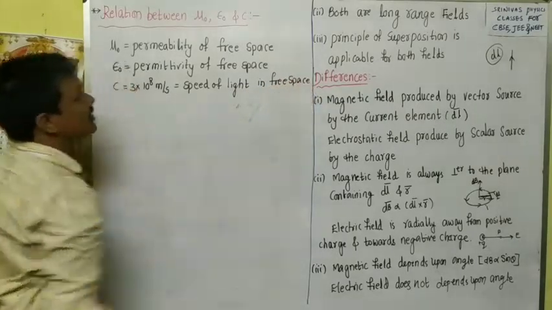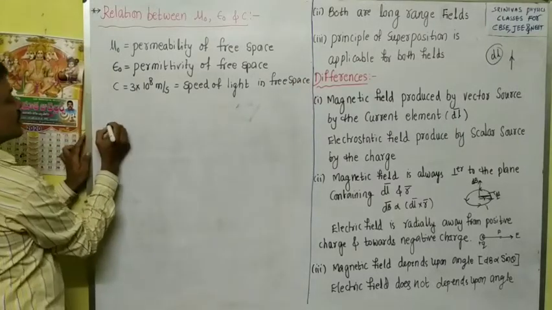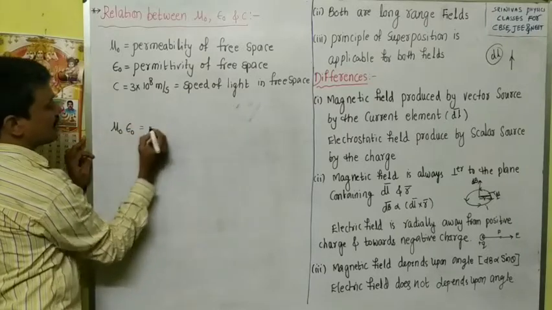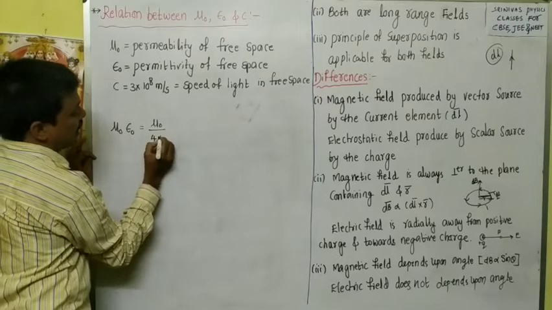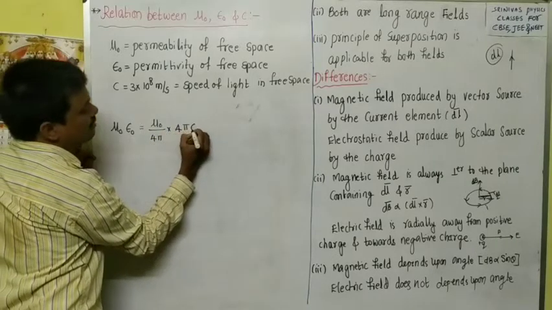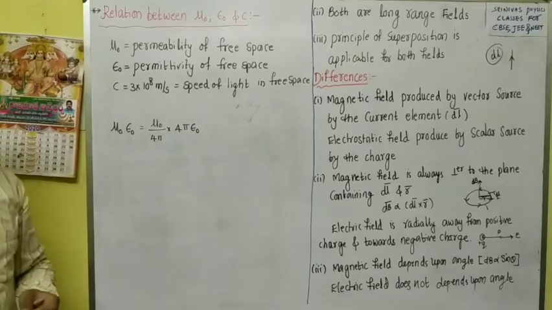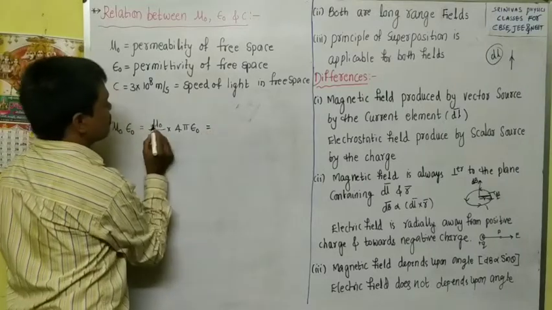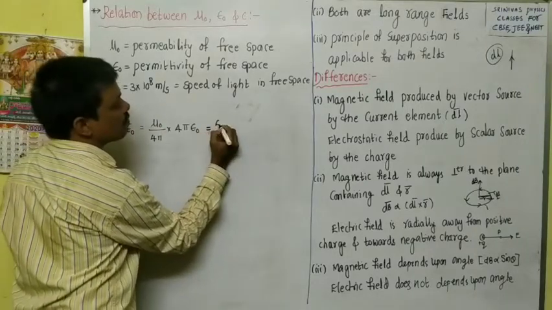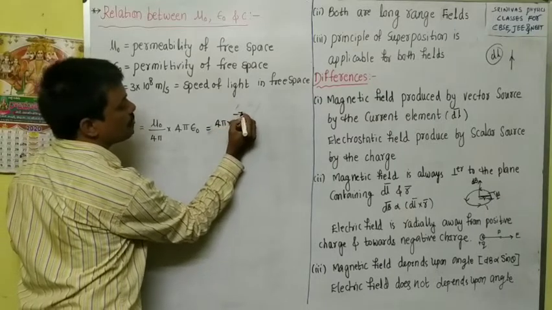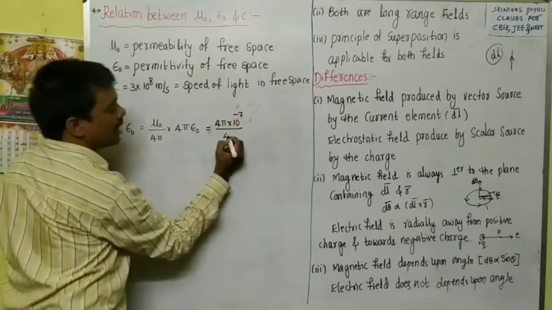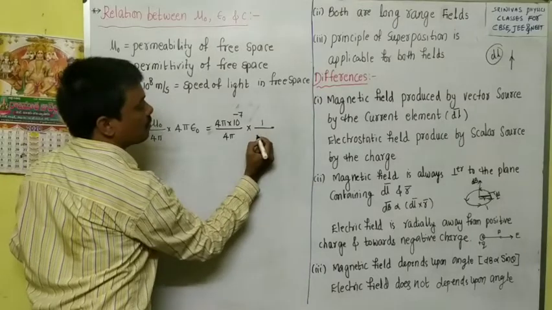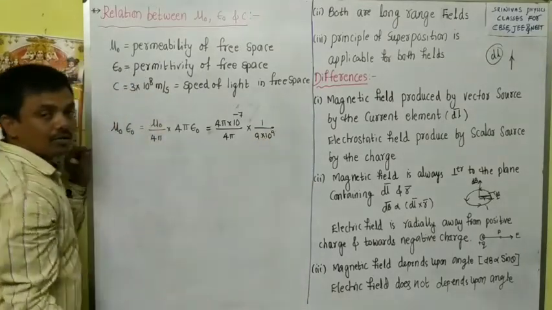I want the relation between these three. How can we derive the relation? Let us find the mu naught epsilon naught value. I will divide by 4 pi and multiply by 4 pi, and again we will get mu naught epsilon naught. No problem, right? Mu naught value we already know, that is 4 pi into 10 to the power of -7. And 4 pi epsilon naught value is what? 1 by 9 into 10 to the power of 9, right? Do you know this value?